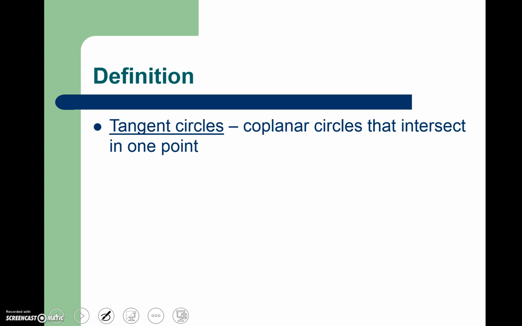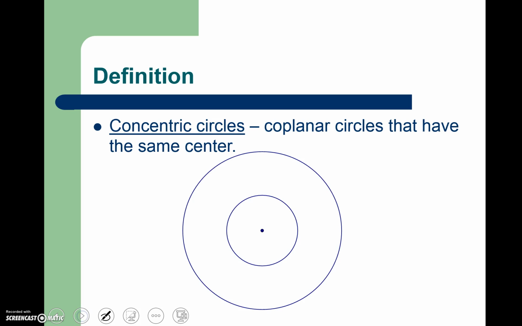Our next definition is what tangent circles are. Tangent circles are coplanar circles that intersect in 1 point. So they look just like this. They're only touching right here. As you can see, they're only intersecting at this one exact point right here. So these are tangent circles, just like a line that is tangent only touches 1 time. So they're only going to intersect at 1 point there.